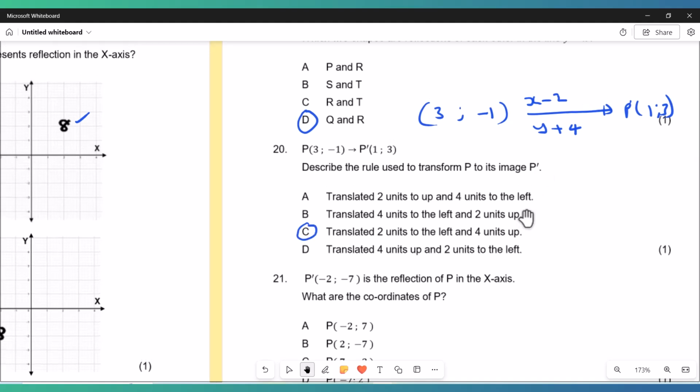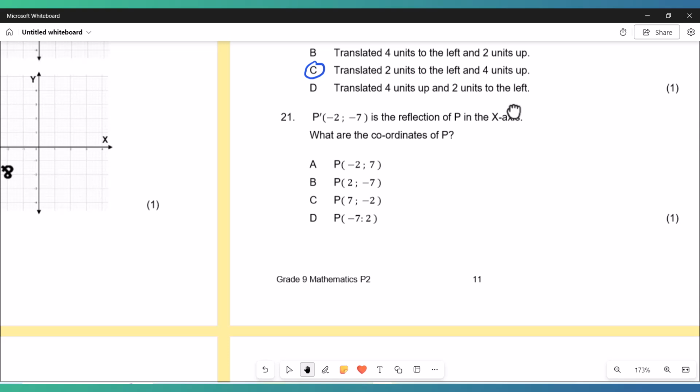Then 21 here. They said that P prime, minus 2 to minus 7, is the reflection of P in the x-axis. What are the coordinates of P? I repeat, P prime, that's minus 2 to minus 7, is the reflection of P in the x-axis. What are the coordinates of P?